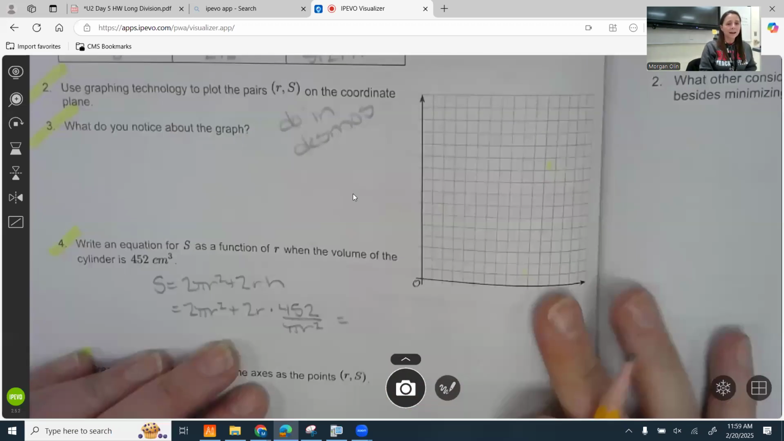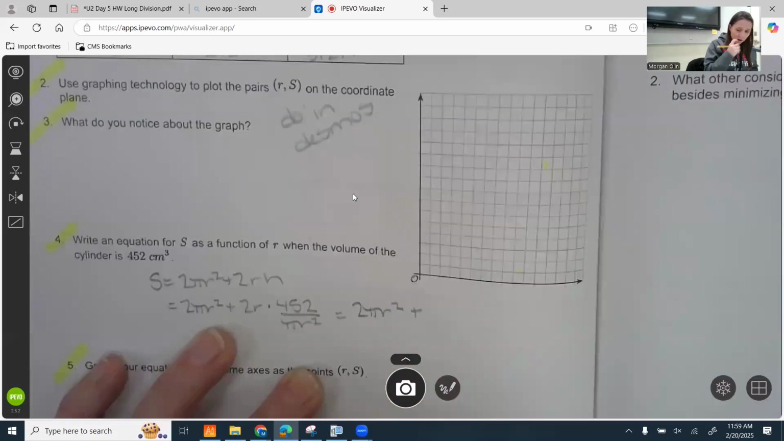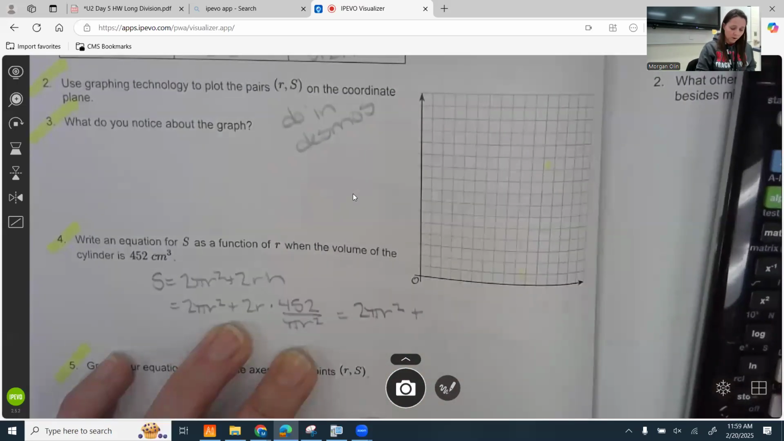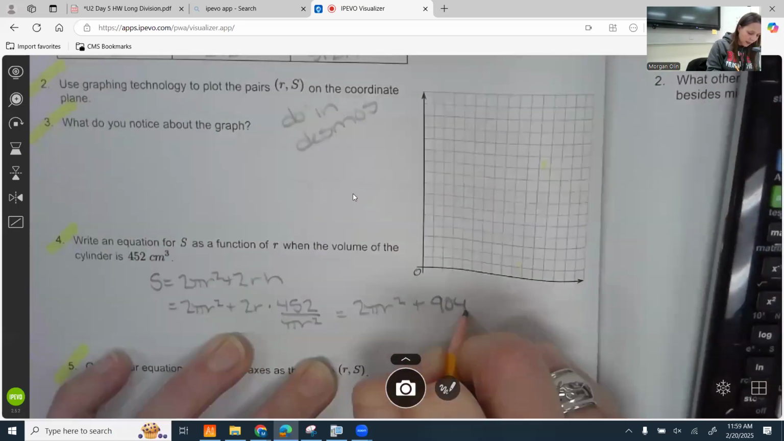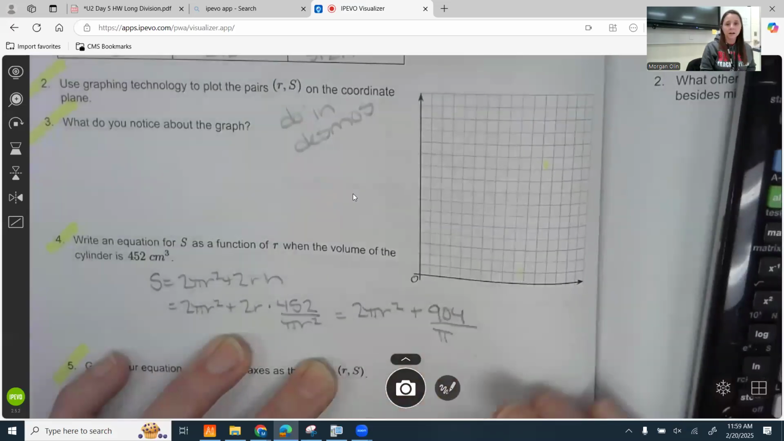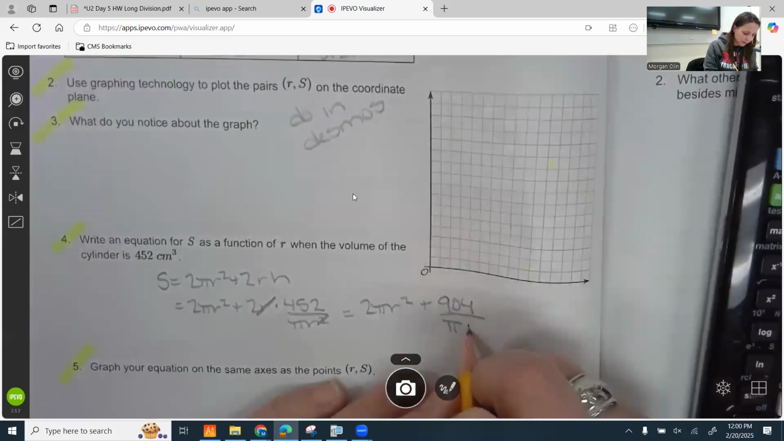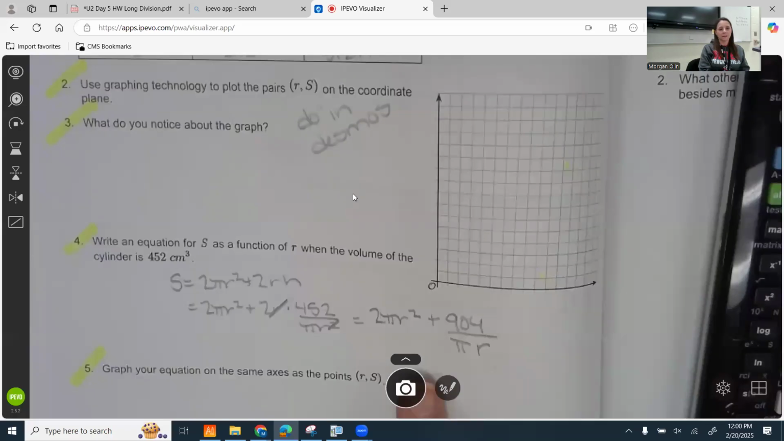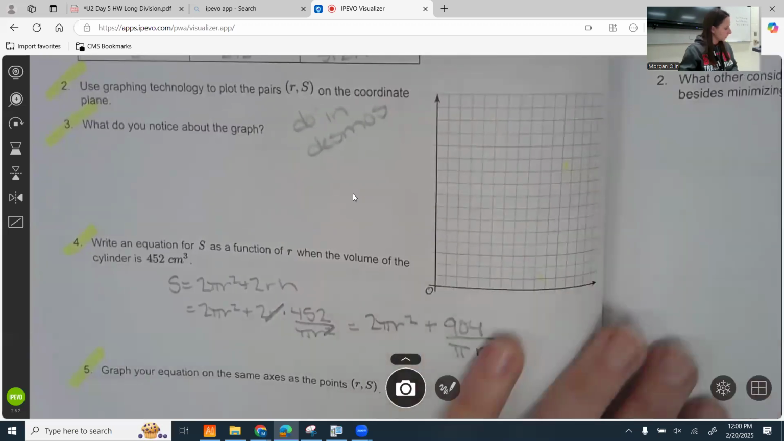Well, guess what? I can actually reduce this. I'm going to keep the first part as 2 pi r squared plus, here I can multiply 2 times 452 and I get 904. Notice how there's a pi down here. But then also, do you see how this r can cancel with one of those r's and we're left with an r down there? So we can rewrite the surface area formula like this. So we can write it in there if we would like.